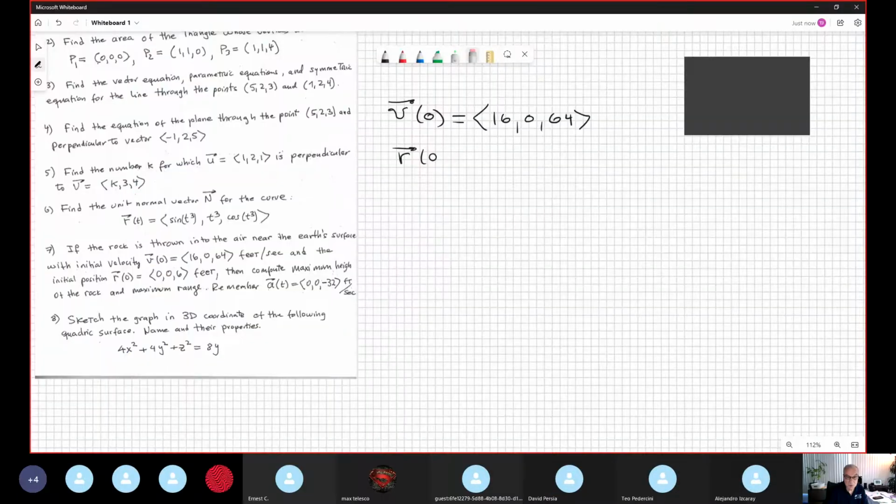The initial position is (0, 0, 6) feet, and the acceleration at any time is (0, 0, -32) feet per second squared, because we are working in the British customary system, in which gravity is a typical projectile motion.